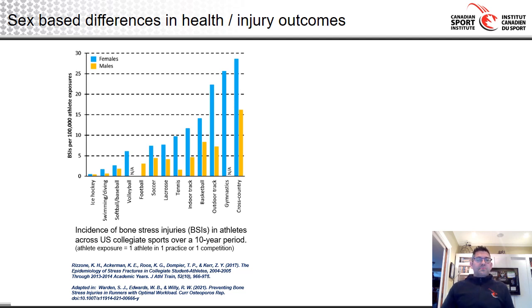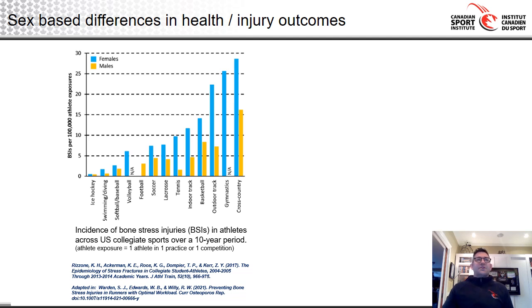So first of all, this is BSIs, or stress fractures, bone stress injuries, per 100,000 athlete exposures. And the incidence of bone stress injuries in athletes, this is across the NCAA collegiate sports over a 10-year period. And an athlete exposure is one athlete in one practice or competition. So you can see the various NCAA sports. The blue bars are females, the yellow bars are males. And you can see sports like cross-country, gymnastics, and outdoor track being especially prevalent in stress fractures, or bone stress injuries is what we call. We can see females are sometimes double the amount of bone stress injuries than males.